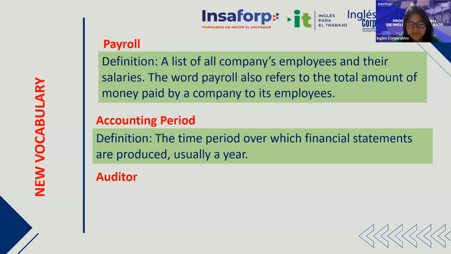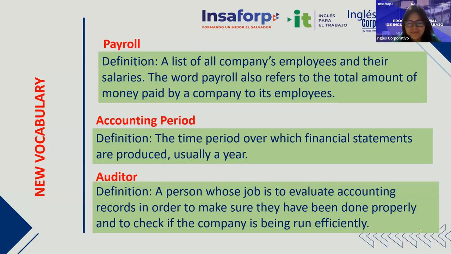Who's an auditor? Also, usually a year in the revision or check the statements, 1 year. The auditor is the person, right? A person whose job is to evaluate accounting records in order to make sure they have been done properly and to check if the company is being run efficiently.